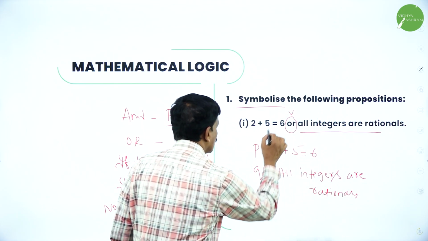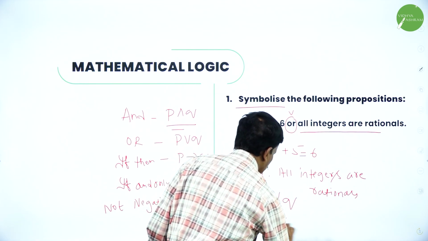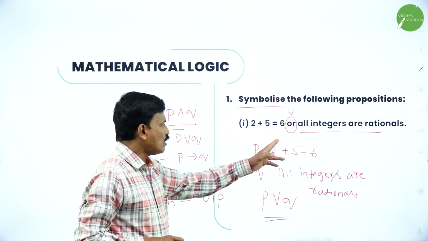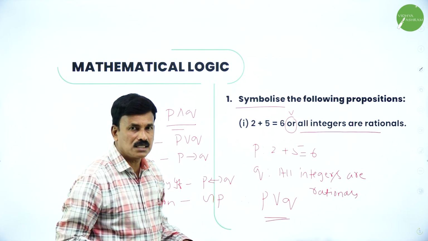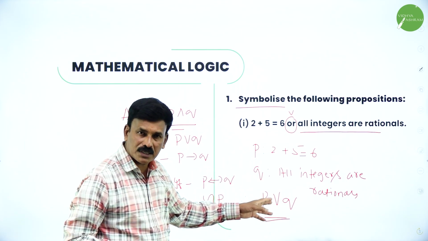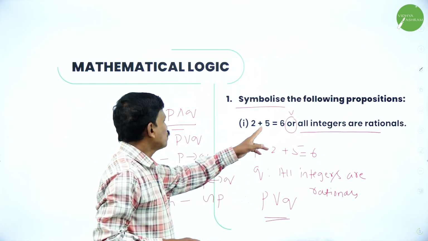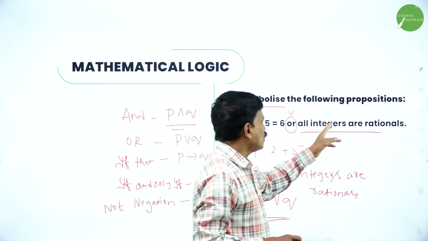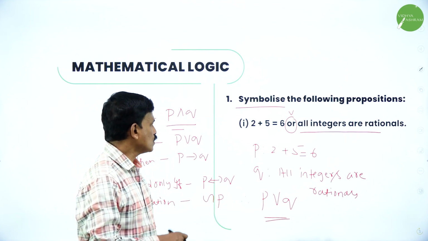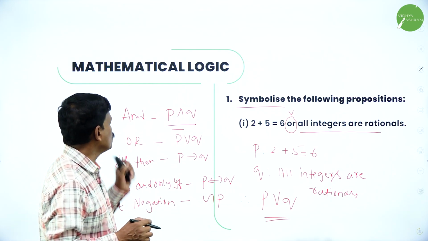Therefore, the connective for the given statement is P disjunction Q. P disjunction Q means 2 plus 5 is equal to 6 or all integers are rational. So that is P disjunction Q, that is P V Q, which is nothing but the disjunction. So the connective is disjunction. That is, 2 plus 5 is equal to 6 or all integers are rationals can be denoted as P disjunction Q. Now move on to the second one.